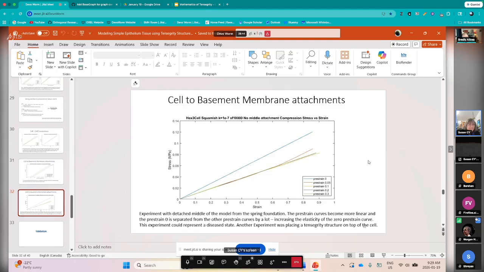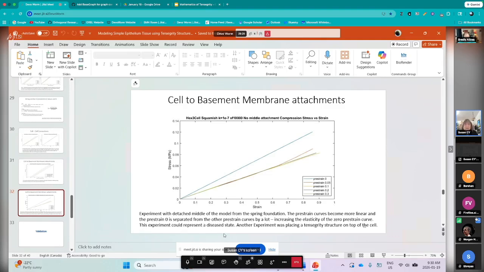And the cell to basement membrane attachments also have an effect on this. Let's see. Sorry, I didn't go through this before I presented it. That's fine. It's been a year. Okay, the pre-strained curves become more linear, and the zero pre-strained curve is separated from the other pre-strained curves by a lot, increasing the elasticity of the zero pre-strained curve.